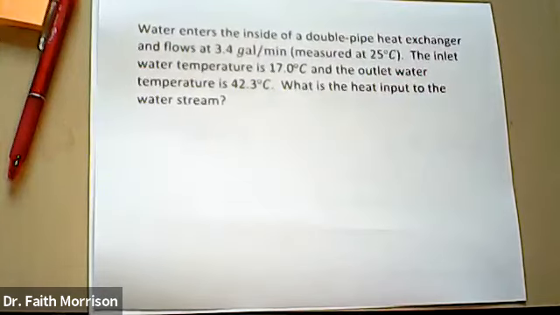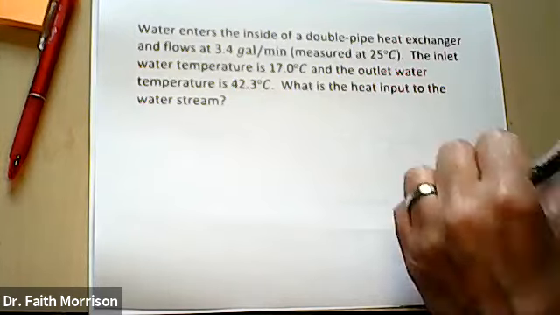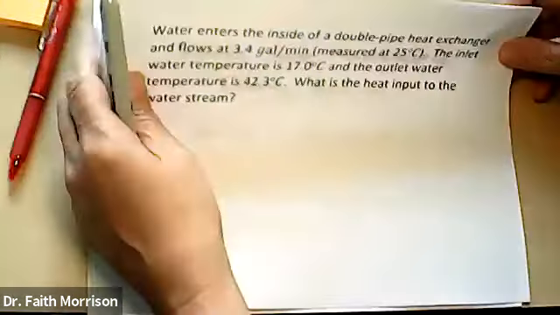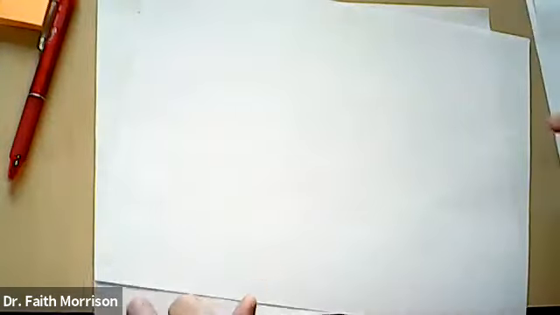Water enters the inside of a double pipe heat exchanger and flows at 3.4 gallons per minute. The inlet water temperature is given, the outlet water temperature is given. How much heat does it take to heat the stream? So as always, we'll begin with sketching the problem. So let's do it.